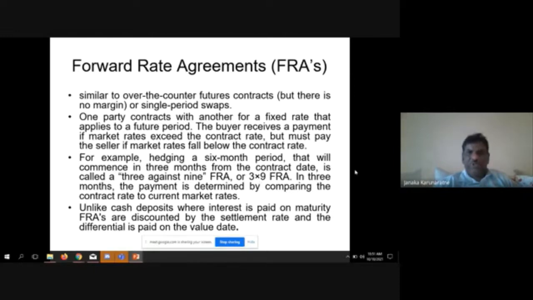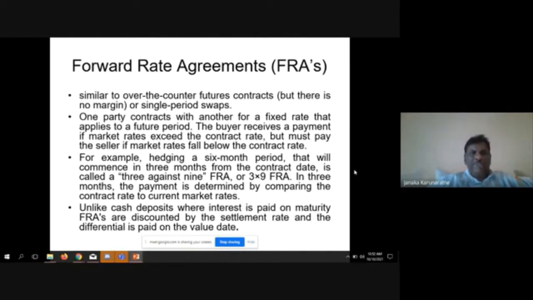Okay, so let's move on to the forward rate agreements. Forward rate agreements are somewhat similar to over-the-counter futures contracts, that means forwards, or single period swaps. It's a single period swap sort of a thing. If you look at swaps, they do have multiple periods, but a forward rate agreement is one period.